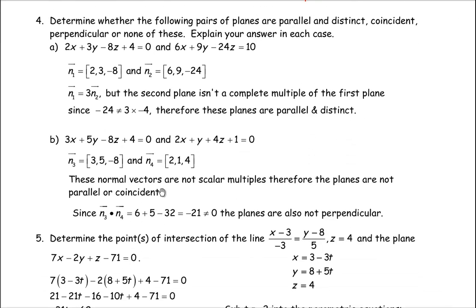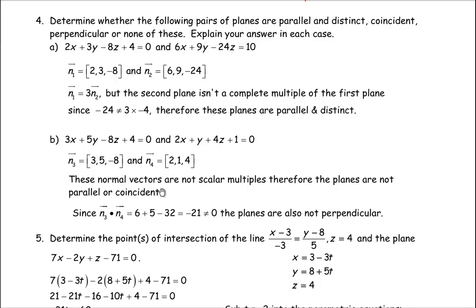For number 4, it says determine whether the following pairs of planes are parallel and distinct, coincident, which means they're the same, perpendicular, or none of the above. And explain your reasoning. So here's the two planes, and so notice the normal vectors are 2, 3, negative 8, and 6, 9, negative 24. Notice if I multiply this normal by 3, I get this normal. So 3 times this would be 6, 9, and negative 8 times 3, of course, negative 24. So the normal vectors are multiples, which means that the planes are parallel. Now they could be the same plane. To determine whether that's the case or not, you look at the entire equations.